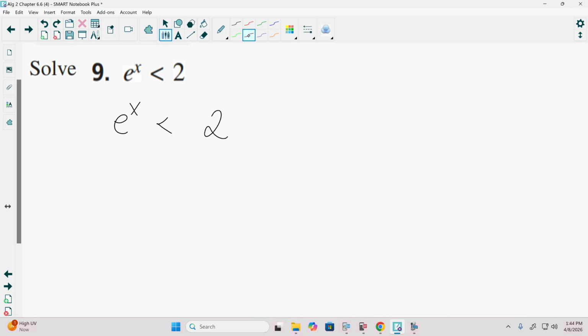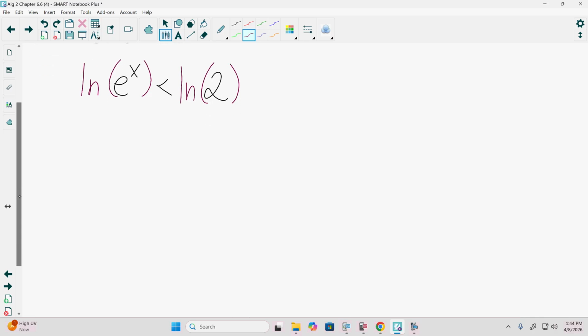And normally we would use log, but because the base is e, we use ln, this natural log of both sides, because the natural log of e is 1. And for this one here, we would move the exponent to the front, telling us that we have x times the natural log of e is less than the natural log of 2.